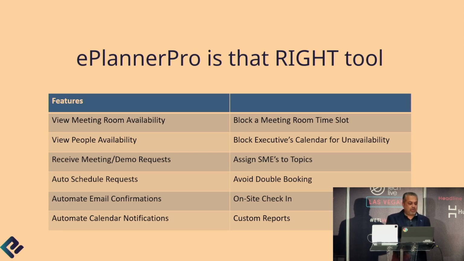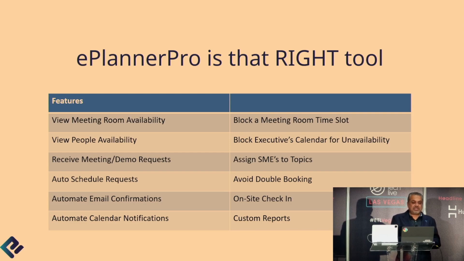You also want to make sure that when the meeting is scheduled, everyone is sent the correct email confirmations as well as calendar notices that are customized based on attendee types. So for example, for the host, you might want to send some kind of content in the calendar notice versus the external attendee, the client, you may want to send something else.